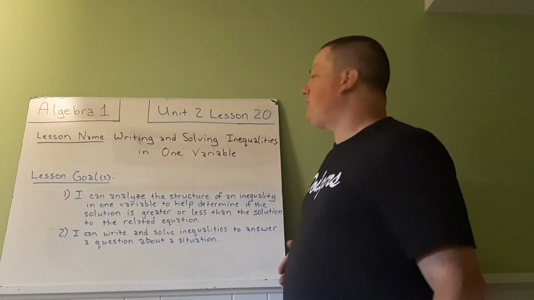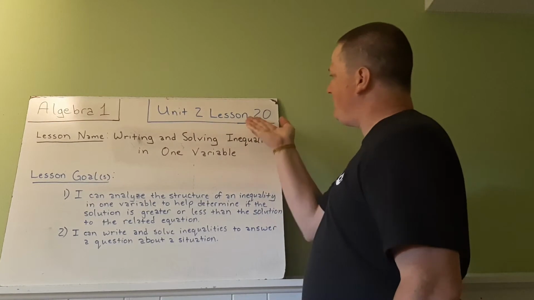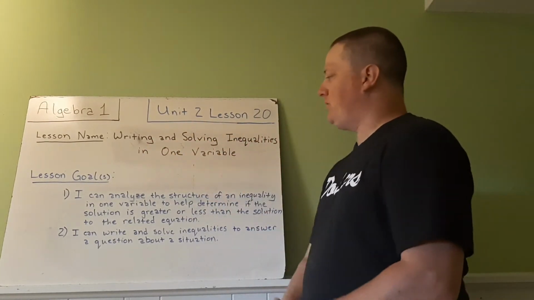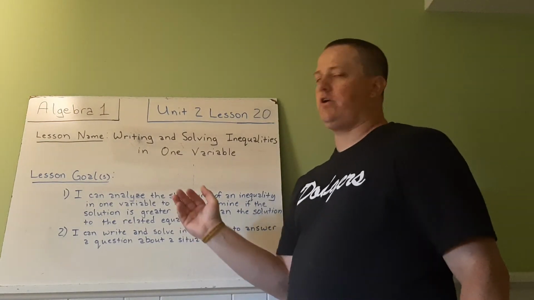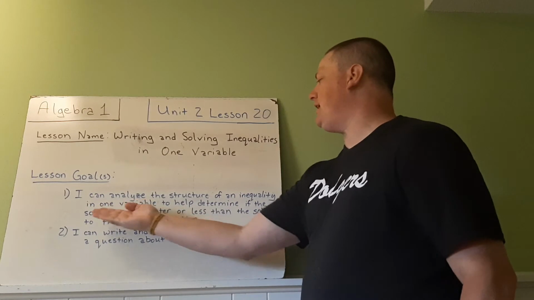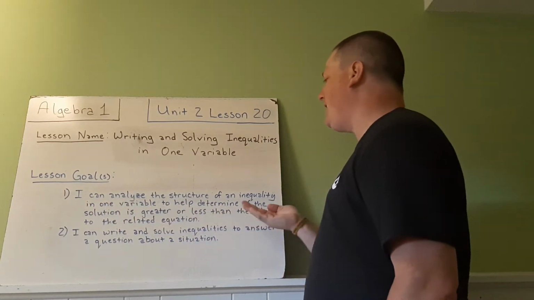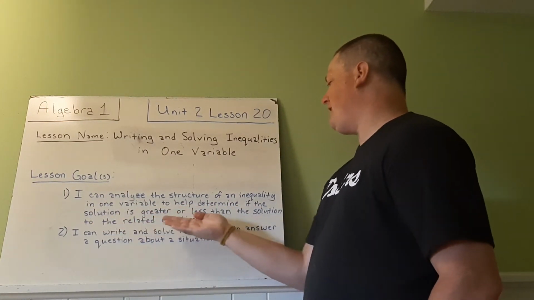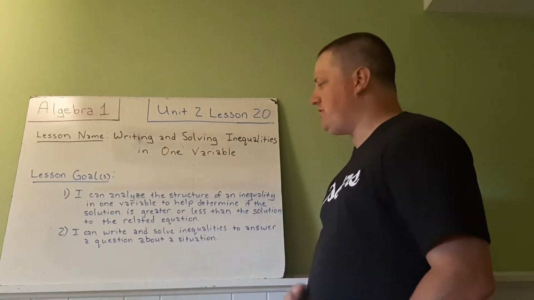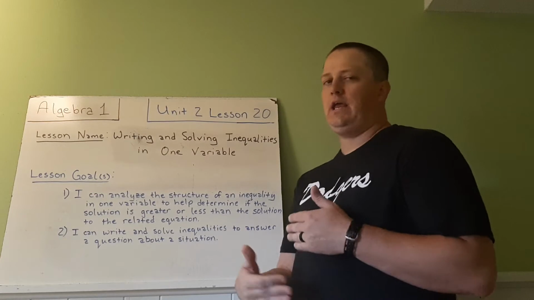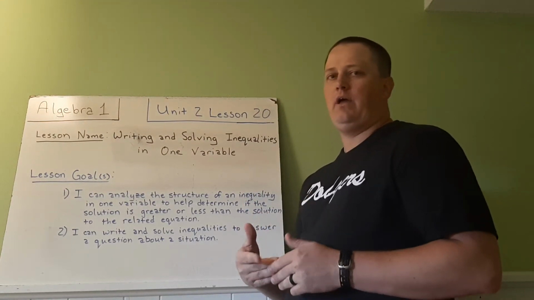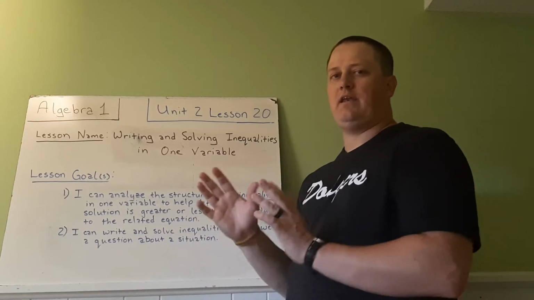All right, Algebra 1 students, let's look at Unit 2, Lesson 20, Writing and Solving Inequalities in One Variable. So, the goals are, I can analyze the structure of an inequality in one variable to help determine if the solution is greater than or less than the solution to the related equation. So we're going to be looking at one variable problems and figuring out, are we greater or less than a certain amount?